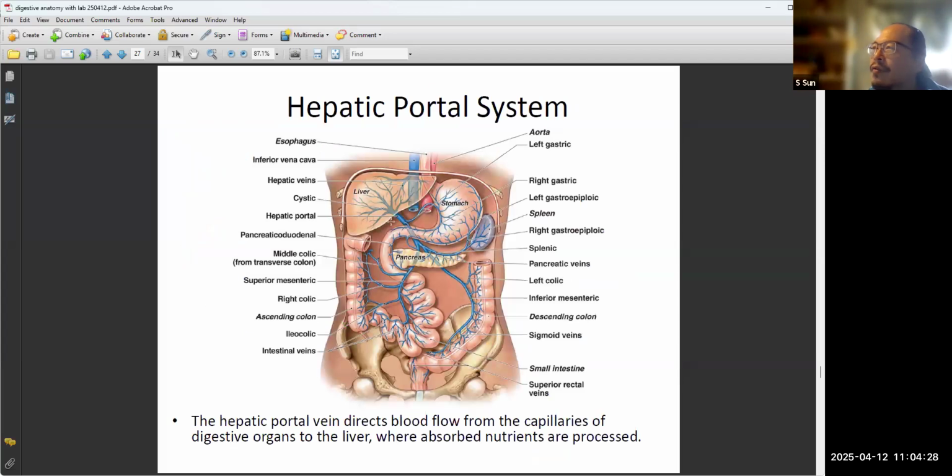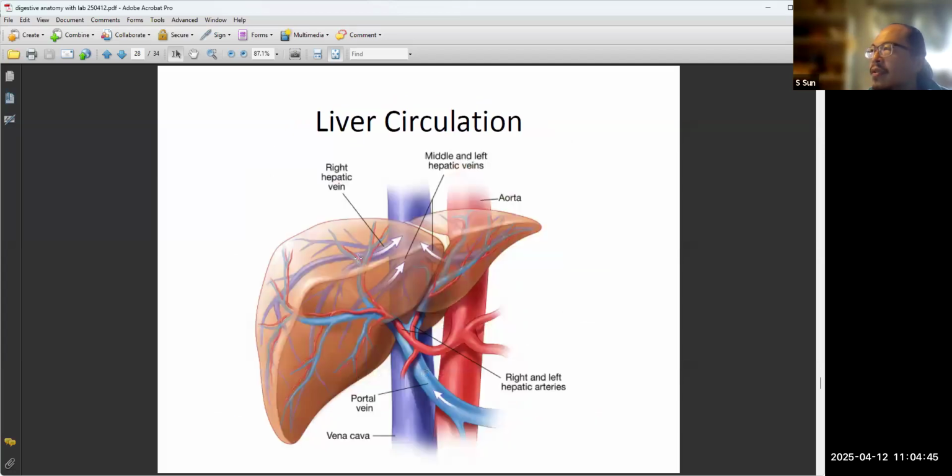All right. So when we absorb all these nutrients, they will go through the capillary, go to the veins, and then go through the hepatic portal vein, to the liver. We talked about this one earlier already. If we don't absorb them, the things will go into the large intestine. So here is just the circulation of the liver. When we absorb them, they will go into the portal vein, then go into the liver.